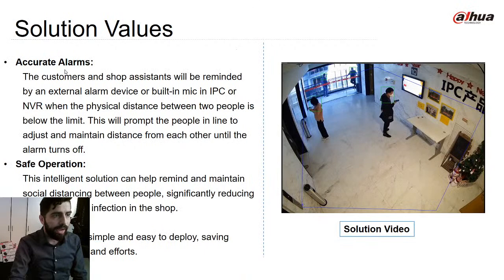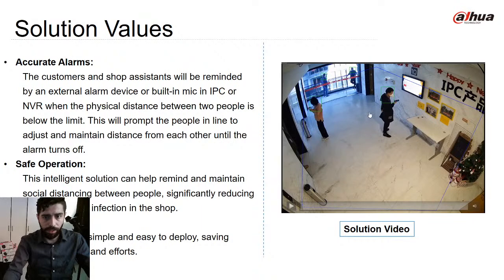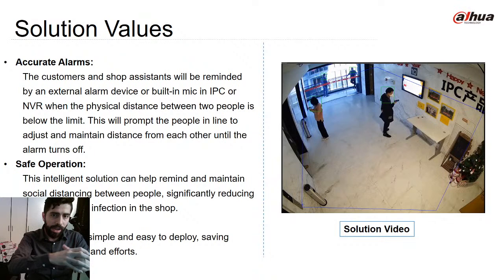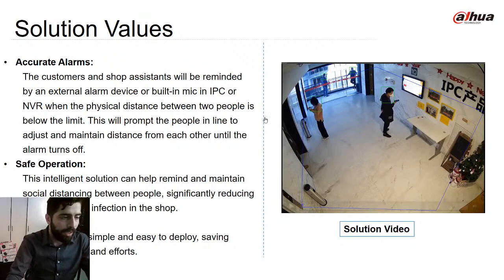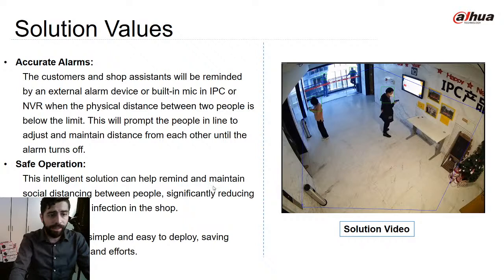So we have the accurate alarm. The customer and shop assistants will be reminded by an external alarm device or a built-in mic in the IPC or NVR when the physical distance between two people is below the limit. It prompts the people in line to maintain distance from each other until the alarm turns off. For example, these people start to get close to each other, so the alarm will start: please keep a distance. Once they keep the distance, the alarm goes off. So it's safe operation. This intelligent solution can help remind and maintain social distancing between people, significantly reducing the risk of cross infection in the shop.